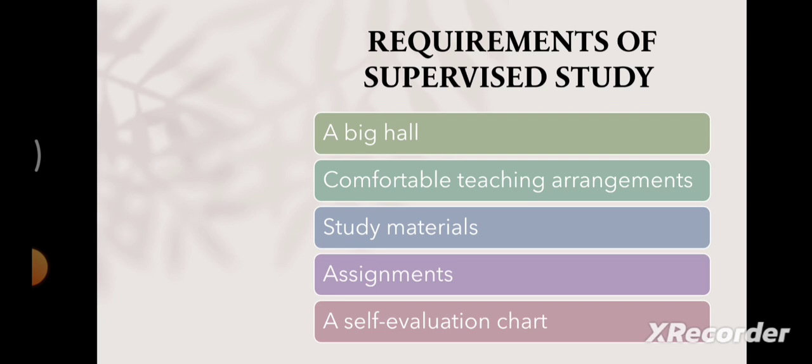Now let's see the requirements of supervised study. There are 5 requirements. The first is a big hall, the second is comfortable teaching arrangements, and the third is study materials. What are the kinds of materials that we need? So this is a STEM, and this is important. The fourth is assignments, and the fifth is a self-evaluation chart. These are the methods to improve the students day by day, and they can improve their way better.